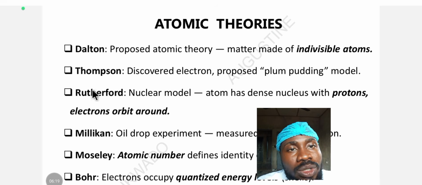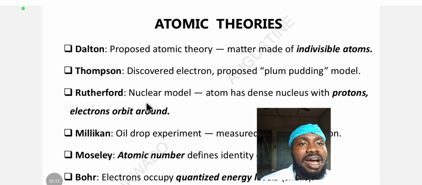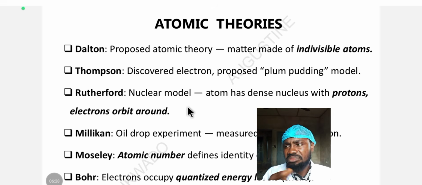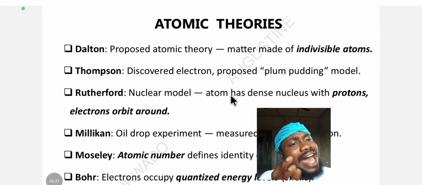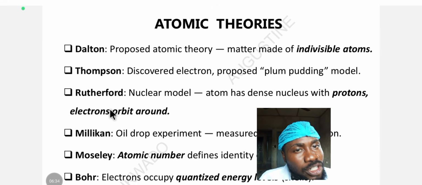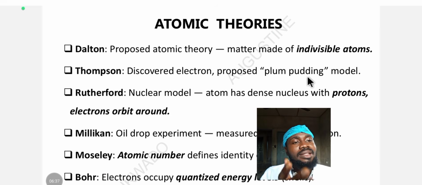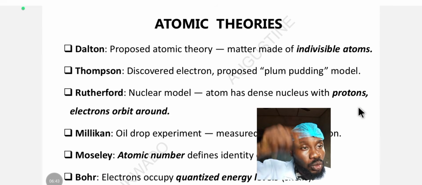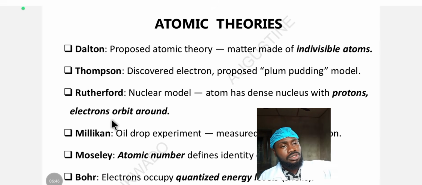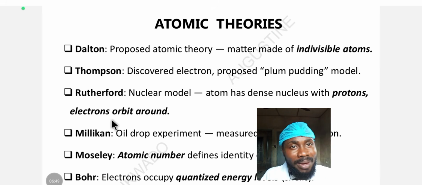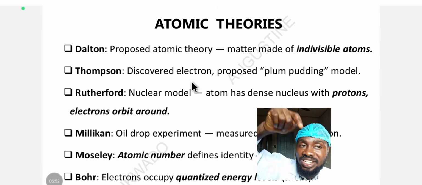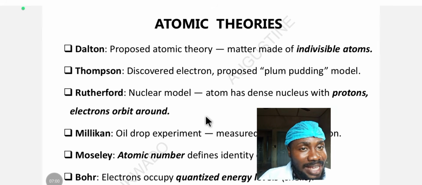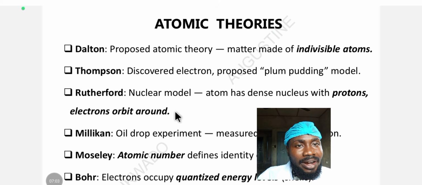So let's look at Rutherford. Shortly after, Rutherford discovered the nuclear model, about the nucleus. And what was the discovery? He discovered that the atom has a dense nucleus with protons, and electrons orbiting around. So he says that the nucleus of an atom is dense and there are protons inside, and it has electrons orbiting around it. Remember, Thomson discovered the electron, but he said the electron is inside. But Rutherford said the atom has a dense nucleus with protons inside, with electrons orbiting around it.